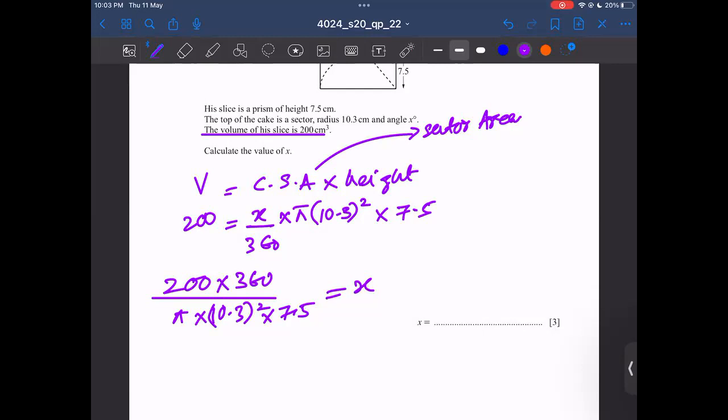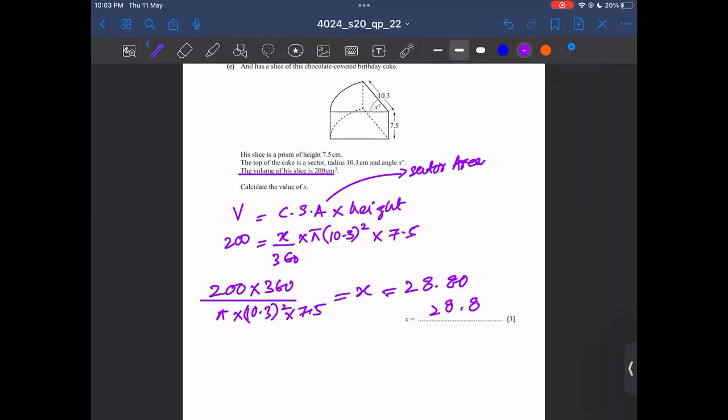You got 28.80. Since this is an angle, I'm giving the answer to one decimal place. 28.8 is going to be your final answer here, the value of x. All right.